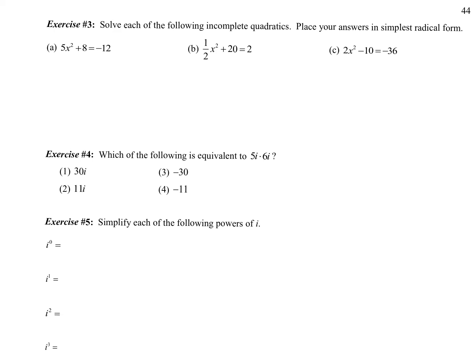Now that we've talked about how i is defined, we're going to start to see how it comes up in the problems that we've been doing. So here in exercise 3, we have a set of incomplete quadratics. The first one is 5x squared plus 8 minus 12. There is no x term. So that means I can isolate my x squared.